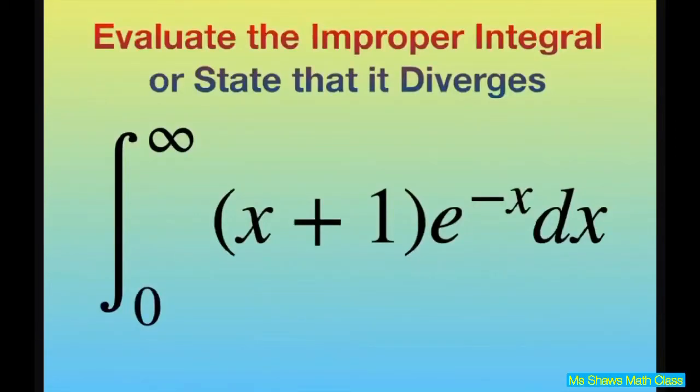Hey everyone, we're going to evaluate the improper integral or state that it diverges. It's from 0 to infinity of the quantity x plus 1 times e to the power of negative x dx.